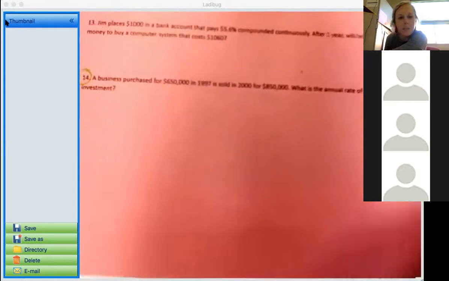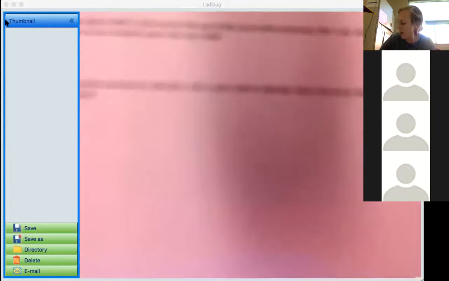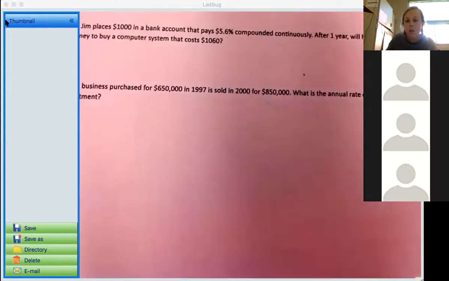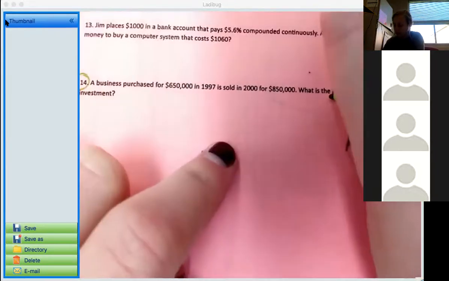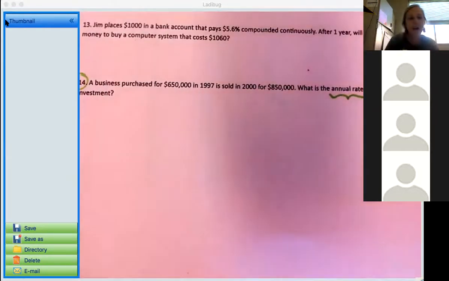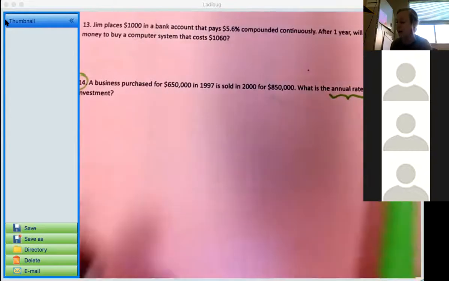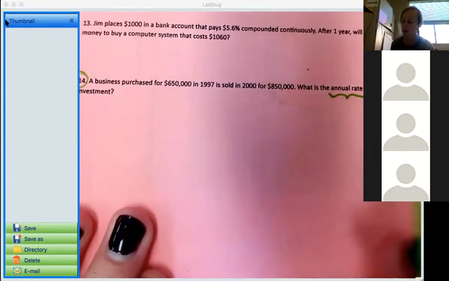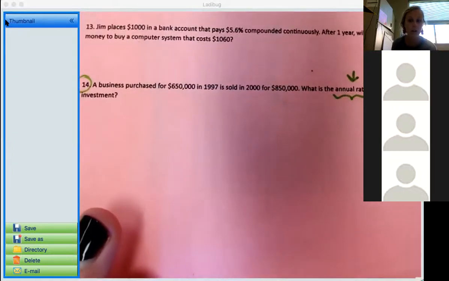All right, so 14: a business purchased for $650,000 in 1997 is sold in 2000 for $850,000. What is the annual rate? Okay, I think this is why some of us were confused on this one. Did it say compounded continuously? No. Did it say compounded annually, semi-annually, quarterly, monthly? Did it say any of those? No. But what kind of rate does it say? Annual rate. So that means compounded annually, okay?